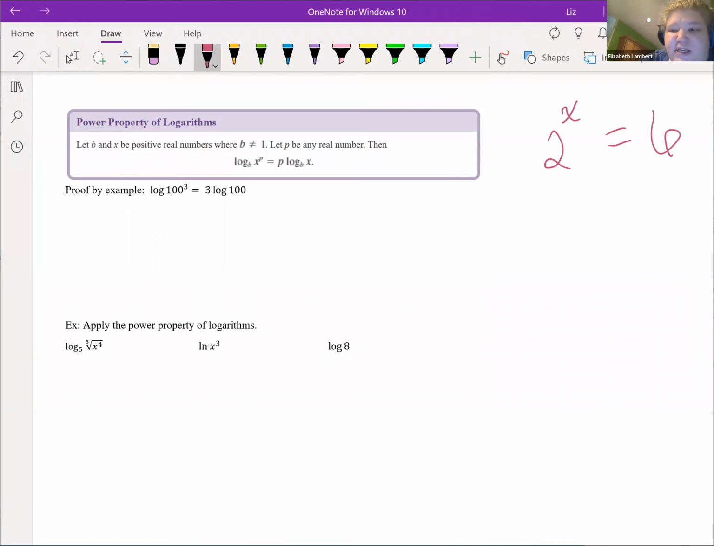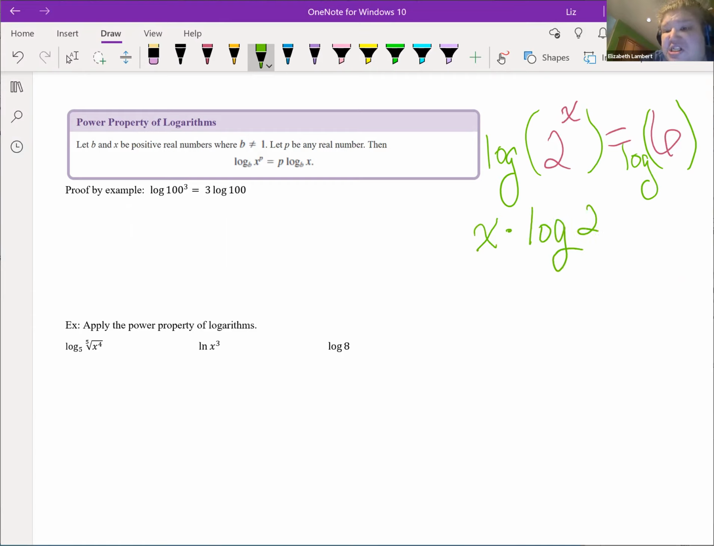So this property tells me if I take, let me use a different color, the log, I'll just use regular log base 10 of this side and of this side. This property tells me I can take that exponent that was the variable that I had no way to get at and move it down up front as a coefficient. So now this becomes x times the log of 2, the log of 2 being some ugly number, equals the log of 6, also being some other ugly number.